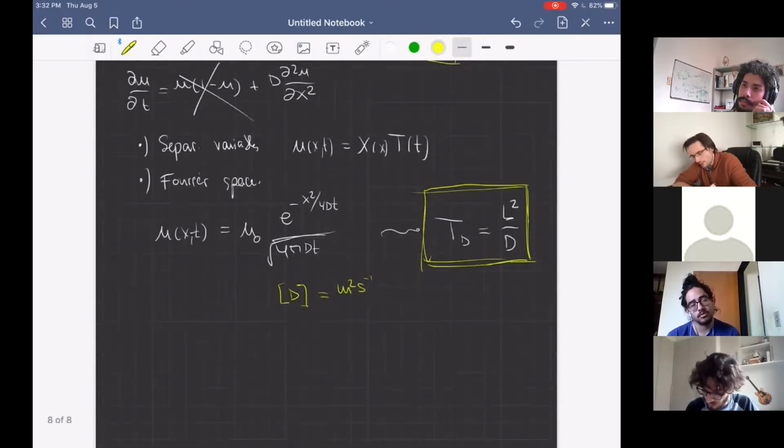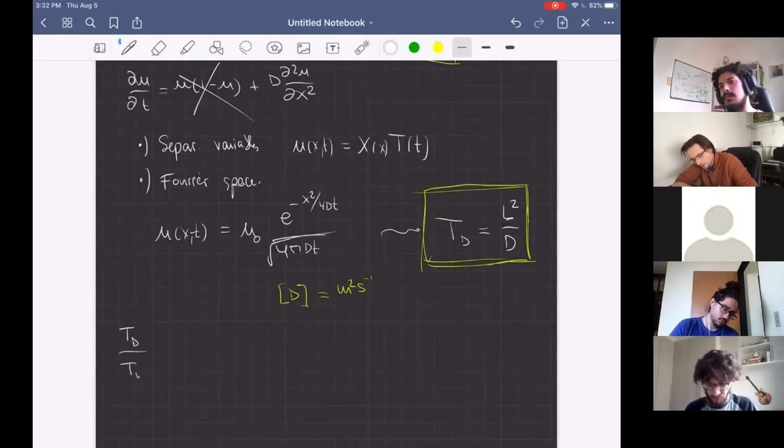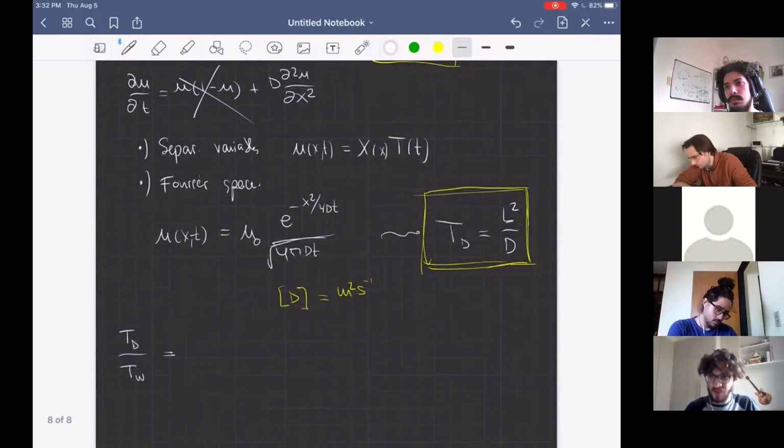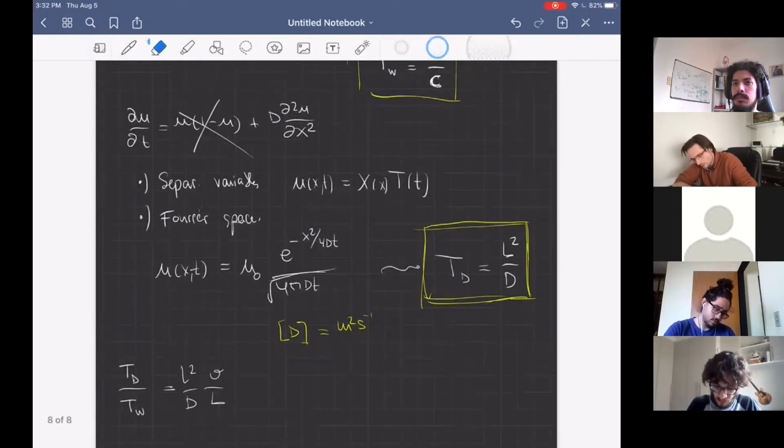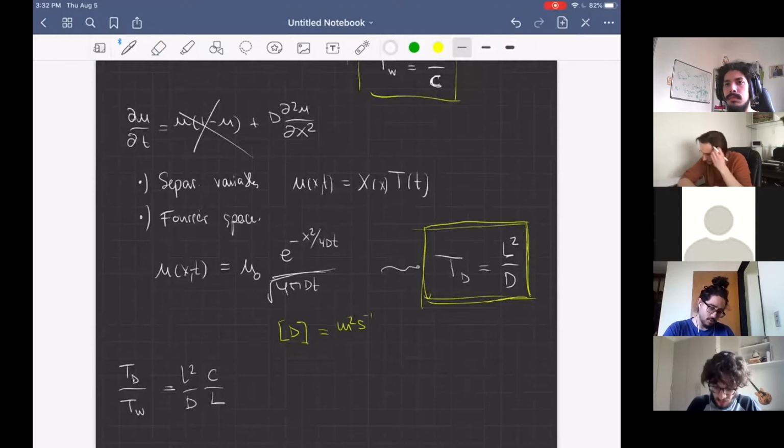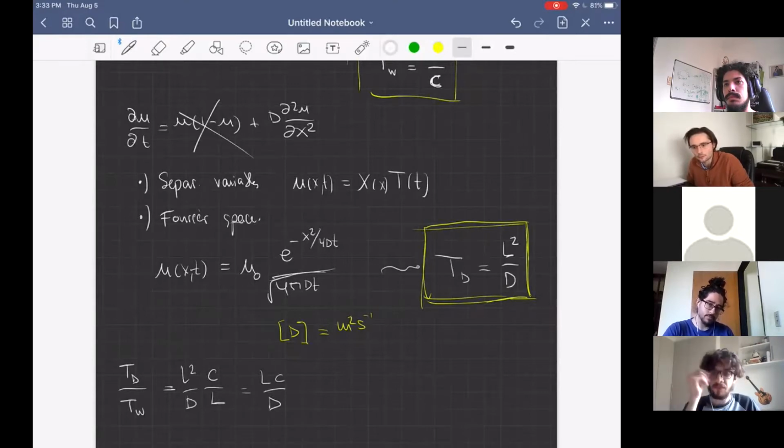So now let's do a very small calculation. Let's see what happens if I calculate the ratio between these two time scales. Everyone agrees so far? Yes.